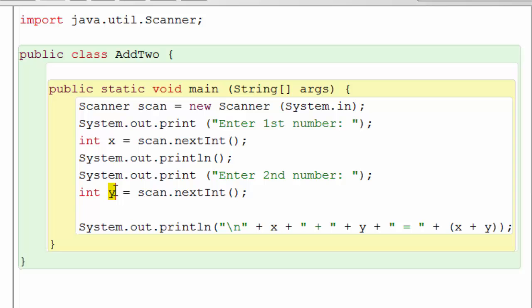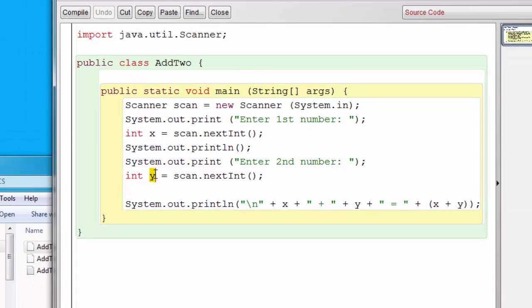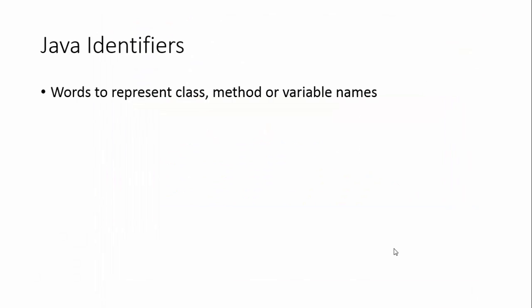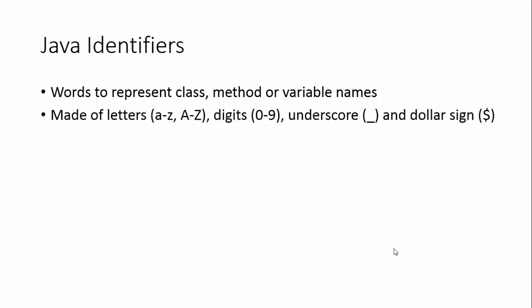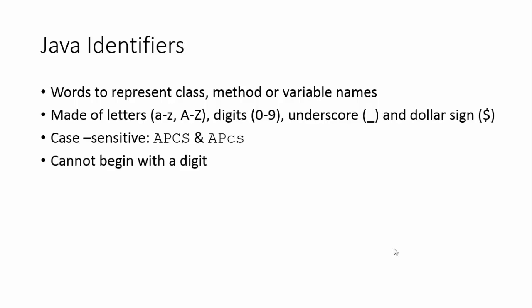When you create an identifier, there are certain rules that you have to follow or your program won't compile. So again, identifiers are words to represent class, method, or variable names. They're made up of letters, both uppercase and lowercase, digits, the underscore symbol, and the $ sign. They're case sensitive, so if I created a variable name with APCS all uppercase, that would be different than APCS with just the A and the P uppercase. They cannot begin with a digit.